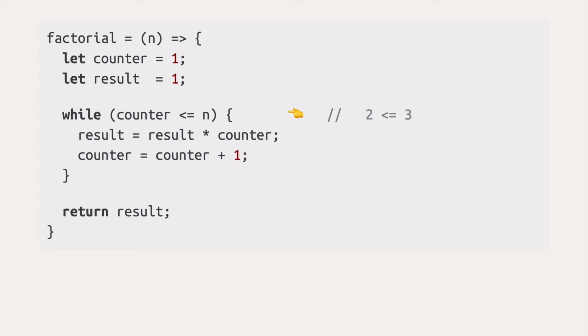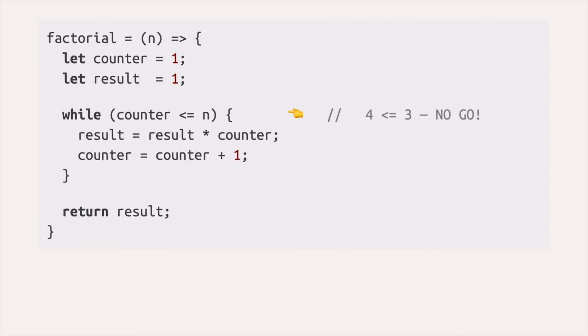Go back and check. Counter is 2, it's less than or equal to n, so multiply result by counter and put the answer 2 into result. Add 1 to counter and put the answer 3 into counter. Go back and check. Counter is 3, it's less than or equal to n, so multiply result by counter and put the answer 6 into result. Add 1 to counter and put the answer 4 into counter.